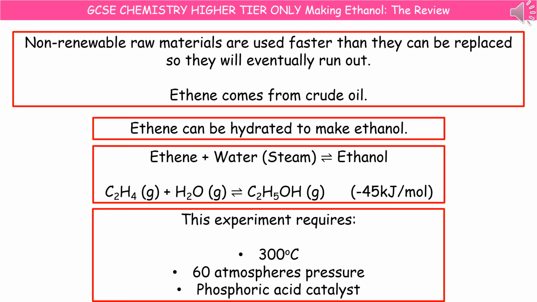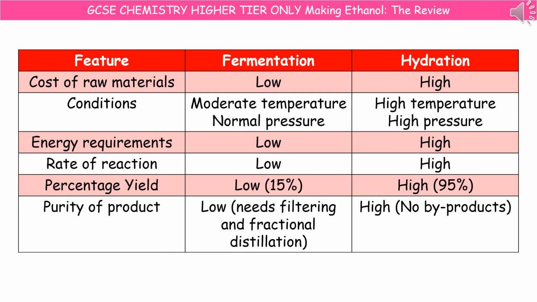So ethene can be hydrated to make the ethanol. So to hydrate it, we're adding water in the form of steam. Again, you've got the word and balance symbol equation there. In order to carry out this reaction, the temperature is 300 degrees Celsius, 60 atmospheres of pressure, and we need a phosphoric acid catalyst.